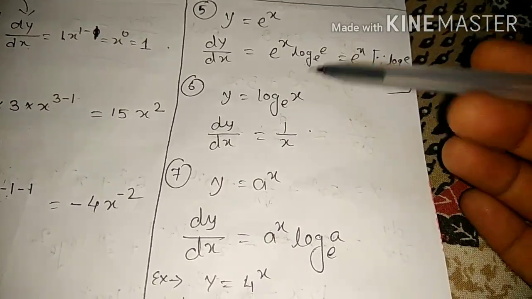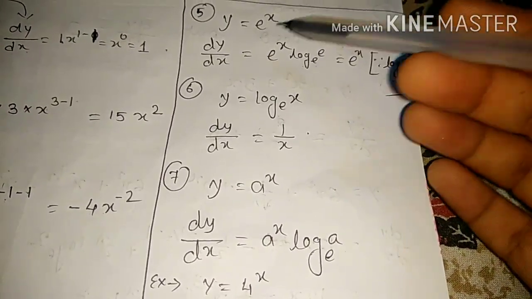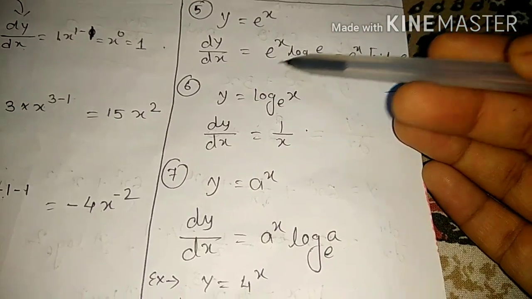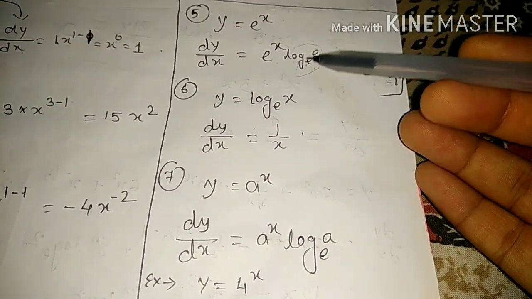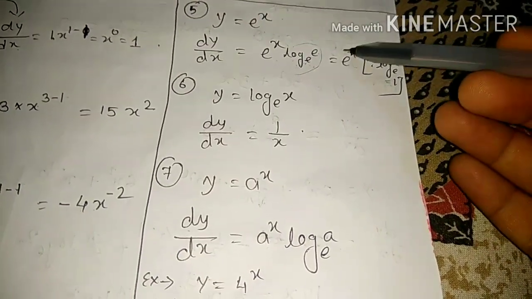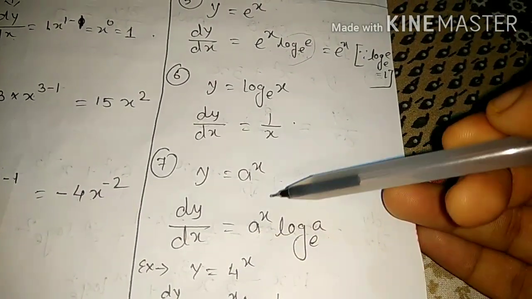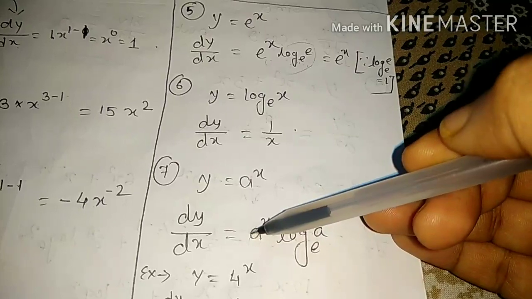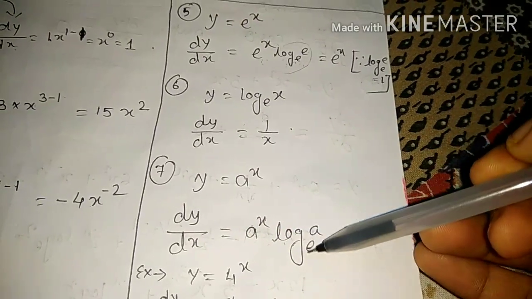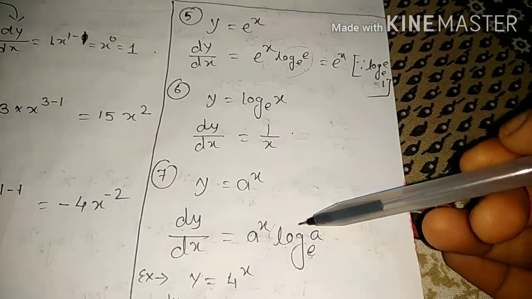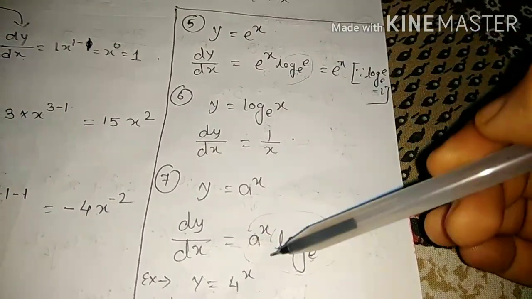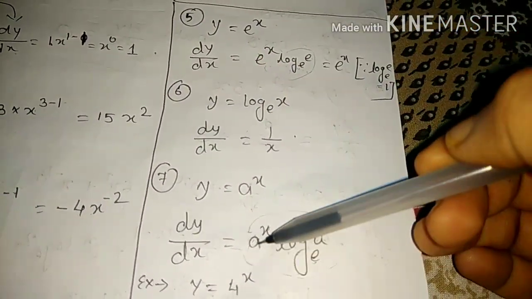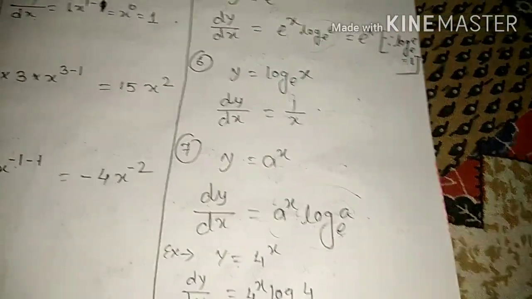Okay, these two are similar. Here, for e to the power x, we get e to the power x log base e of e, and because log base e of e is 1, we just write e to the power x. But for a to the power x, in place of e we write a to the power x log base e of a, whose value is not 1, that's why we write this whole thing. So these two are similar, just in place of e we write any a.